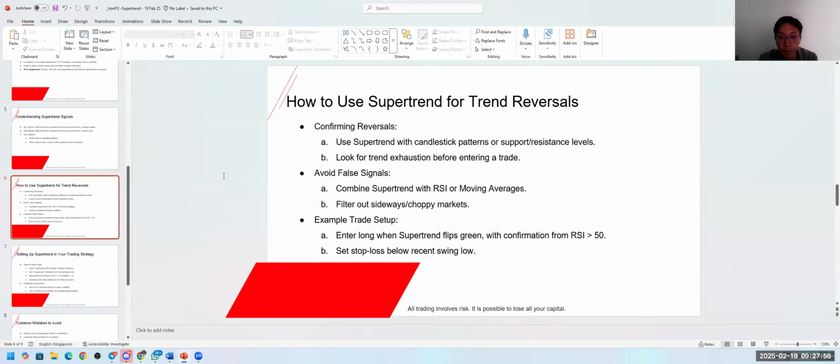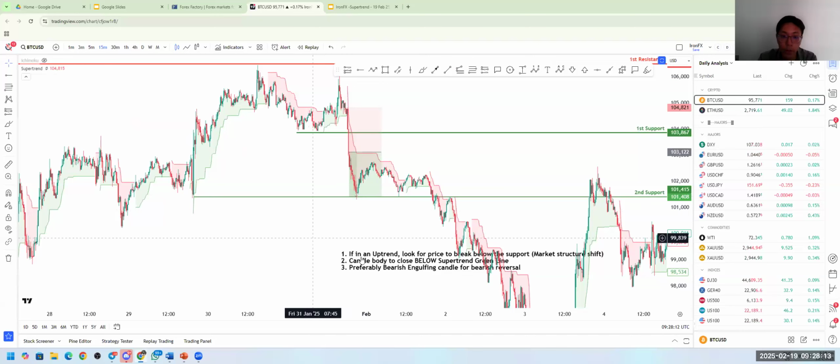Okay, so that is that part. The next thing is, how can we avoid false signals? Okay, we can combine super trend with RSI or moving averages, so you filter out choppy markets. Okay, how can we do that? RSI or moving averages, right?